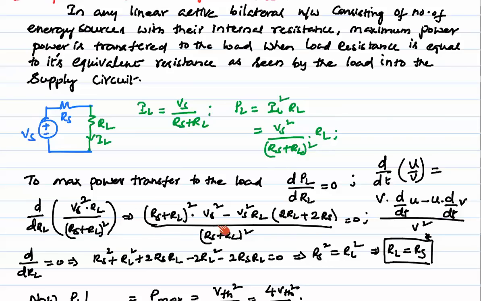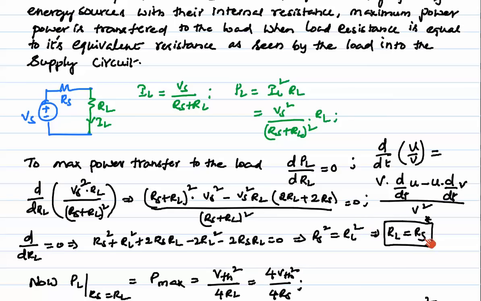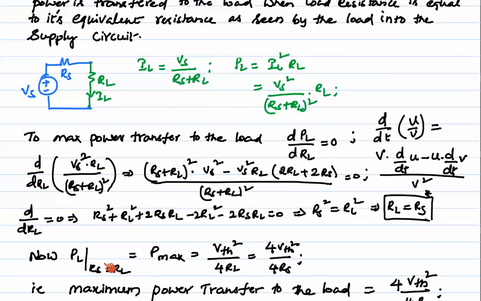By substituting, differentiating and equating to 0, you will get RL equal to Rs. That means when the load resistance is equal to the source resistance, you will get the maximum power transfer to the load. So this is going to be Pmax. PL at source resistance equal to load resistance gives the maximum output, which is equal to VTH square divided by 4 RL.